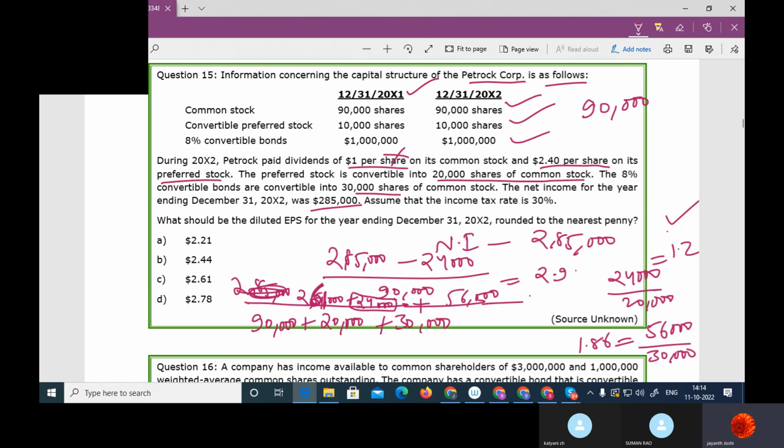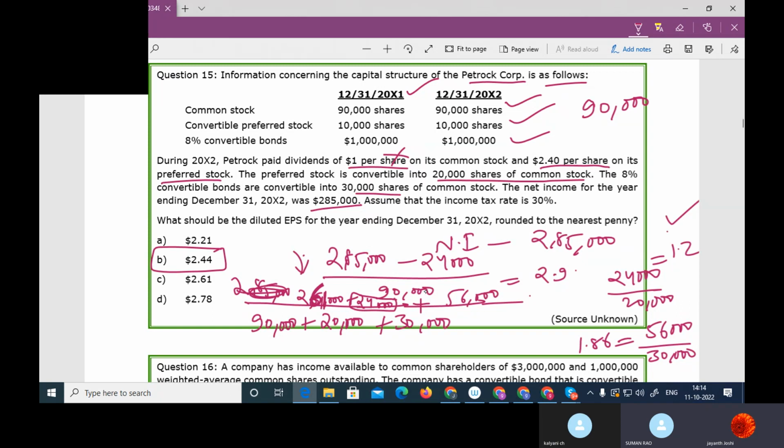56,000 divided by... yeah, I got it. 2.43, 2.44 something we will get. Actually, here I did not write 2,61,000. I wrote 2,51,000. Did you understand? 2,85,000 minus 24 is 2,61,000. I just wrote it by mistake.